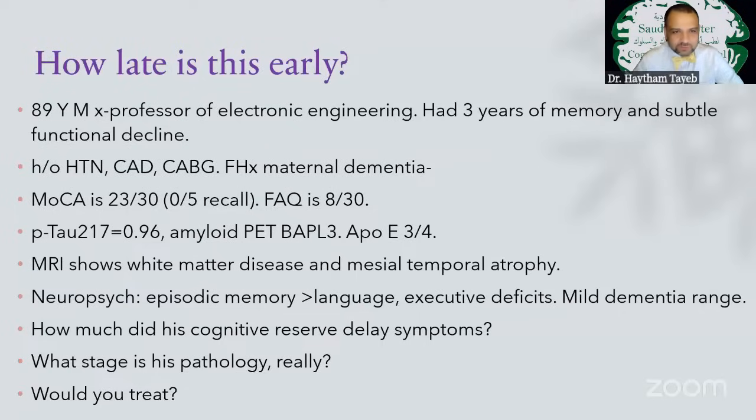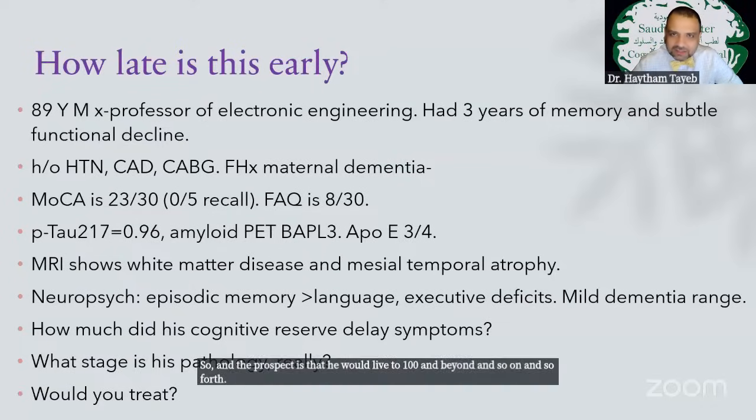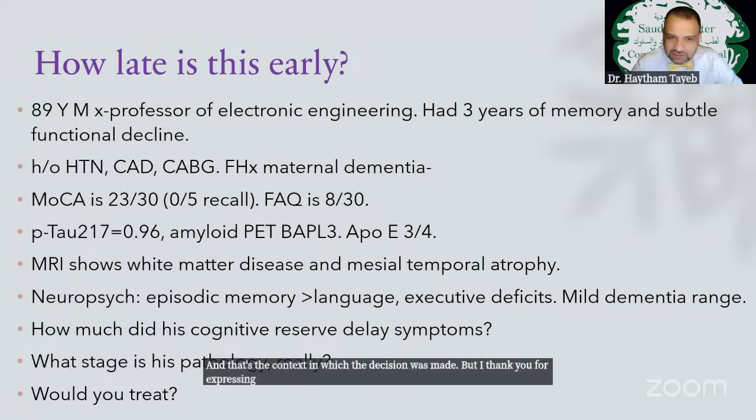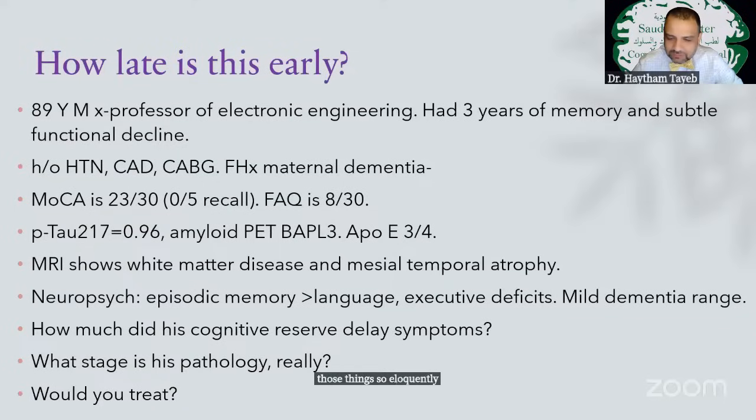And the prospect is that he would live to 100 and beyond, and so on and so forth. That's the context in which the decision was made. But I thank you for expressing those things so eloquently, Dr. Walid. Dr. Roa, Dr. Najib, I just have a question for you.